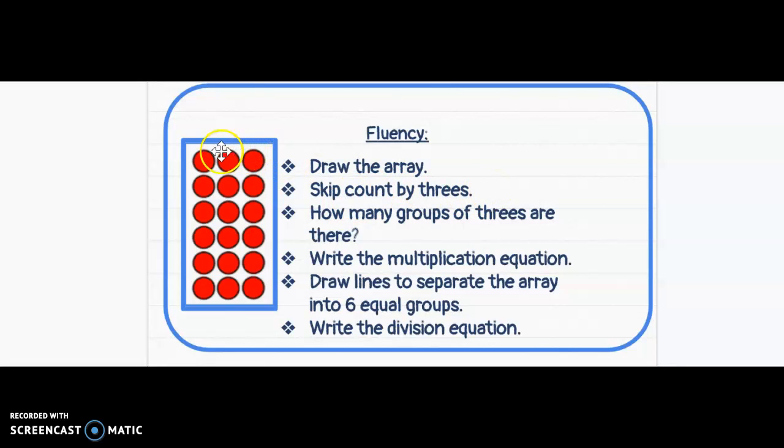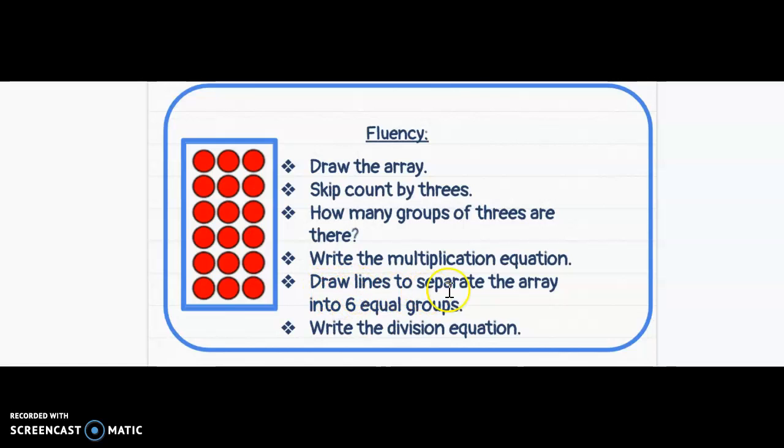Right, you should have 18, boys and girls. Now, let's take a look at how many groups of 3s are here. All right. Yes. Write it on your board. Yes, you should have 6. Awesome work. Now, write the multiplication equation that matches this array. Show us in the camera. Right, you should have 6 times 3 equals 18.